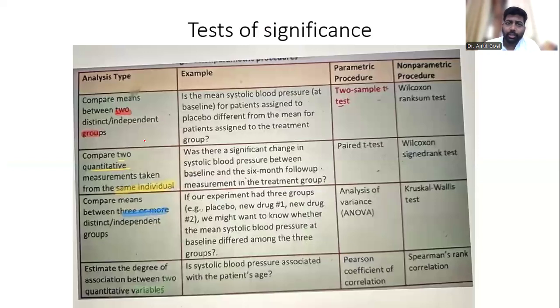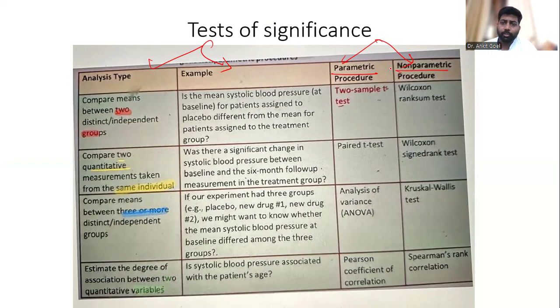Now, test of significance is another thing. I got this from one of the books. Just keep it very simple. What are the different tests of significance that we need to know? One is a parametric, the other is a non-parametric procedure. So parametric is something that we can measure.